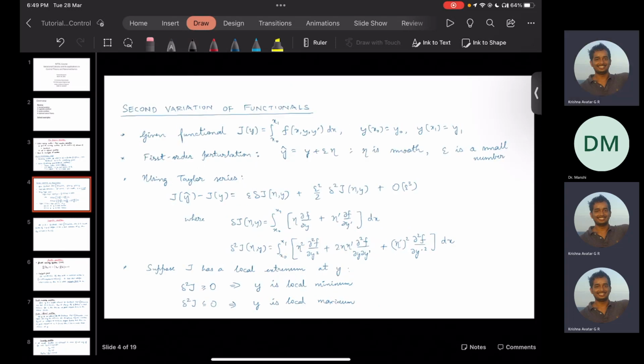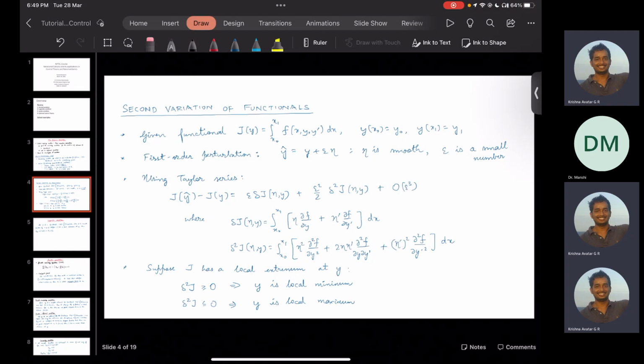Okay. Now let's take a look at the second variation of functionals. Now, given a functional J equal to the integral from x naught to x1 of f of x, y, y prime, where the end conditions are y at x naught equal to y naught and y at x1 equal to y1. Then we introduce something called the first order perturbation, y hat equal to y plus epsilon eta. And mind you that both functions y and eta are smooth functions, and here epsilon is a small number, which essentially determines the degree of perturbation that we introduce into the extremal, which is supposed to be y.